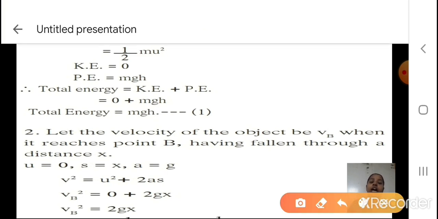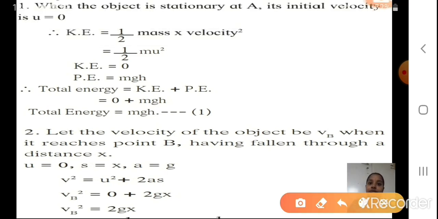Now kinetic energy, you know the formula: half into mass into velocity square, that is half mv square. Here we have taken the initial velocity, so we are writing it as u square, not v square. Why? Because v is the final velocity. The value of u is 0, and 0 square is 0. 0 multiplied by half, 0 multiplied by m, the value is going to be 0. So I have written KE is equal to 0. My kinetic energy at point A is 0.